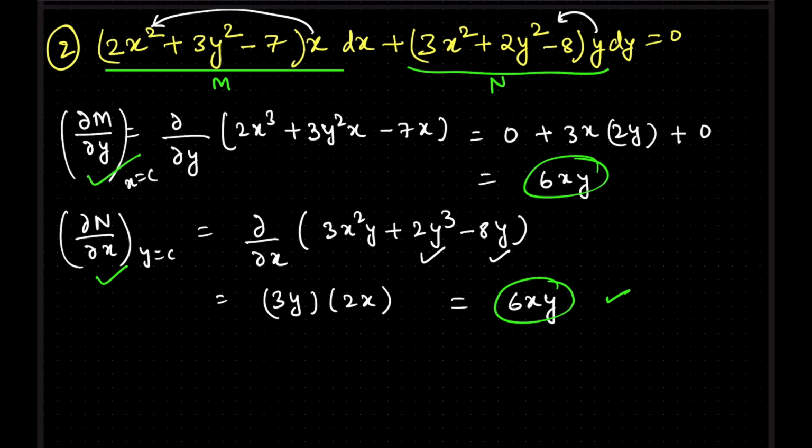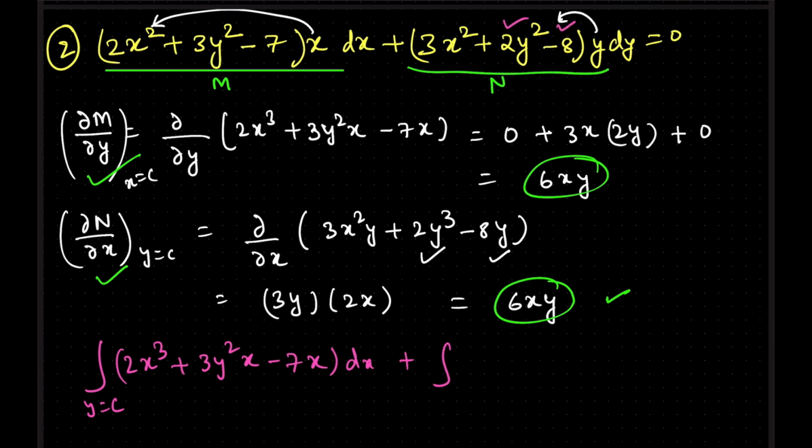So now let's find the solution by using our formula. We will integrate M dx assuming y is constant. So M is 2x³ + 3y²x − 7x, and the next term is the N terms without x. Here you will see that these two are the terms without x, and this term has x, so we will not consider it. So 2y³ − 8y, integrate with respect to y, plus c equal to 0.